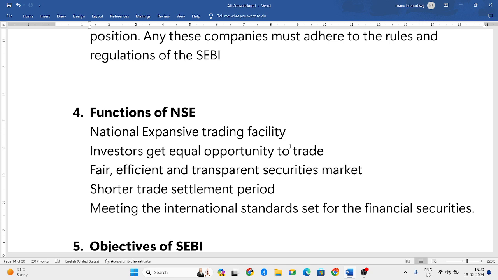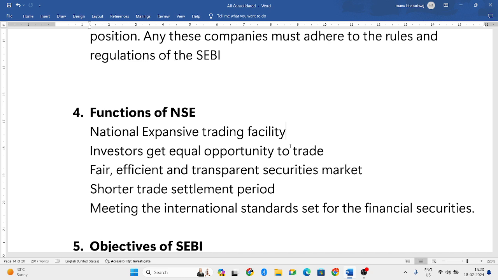Transparent means the investor should know the complete financial details of the organization so that the investor can make a decision of whether to invest or not. Shorter trade settlement period. NSE has come up with an idea to finish off this trade settlement at the earliest. So usually before it was taking a long time, but after the statute of NSE, the settling period has come down. So it has saved the time required to settle the trade.